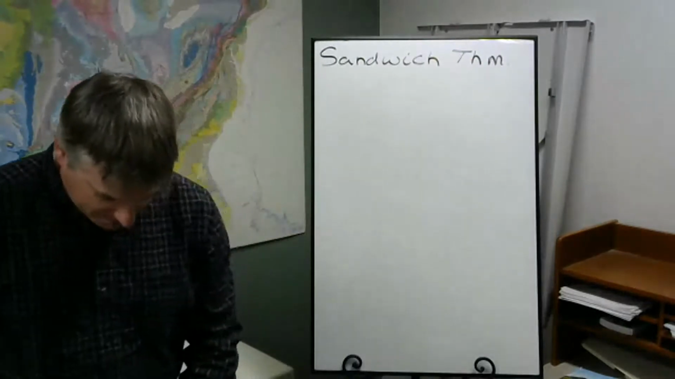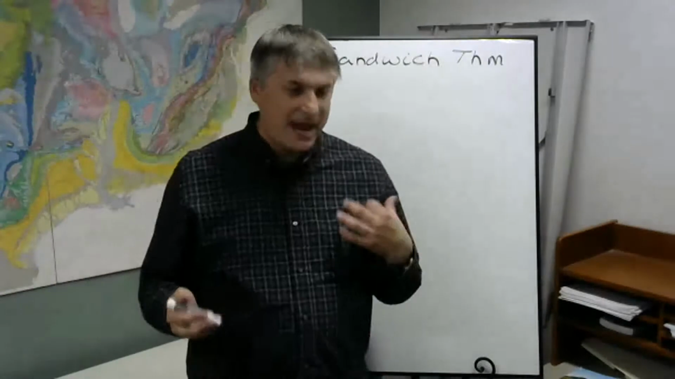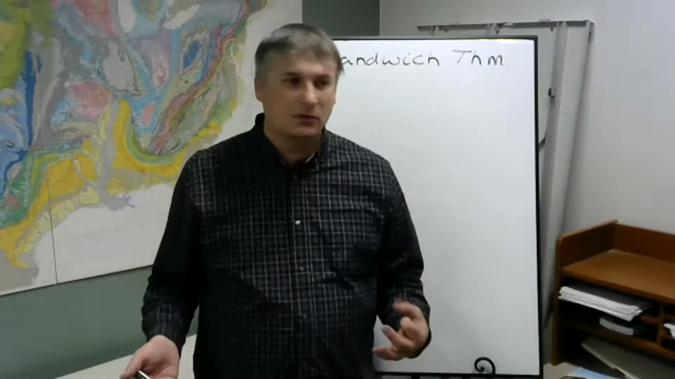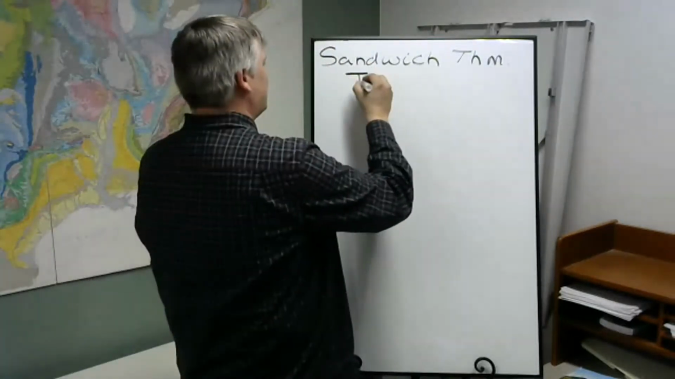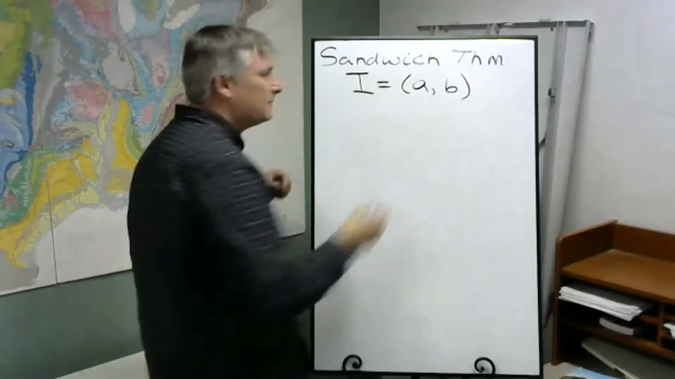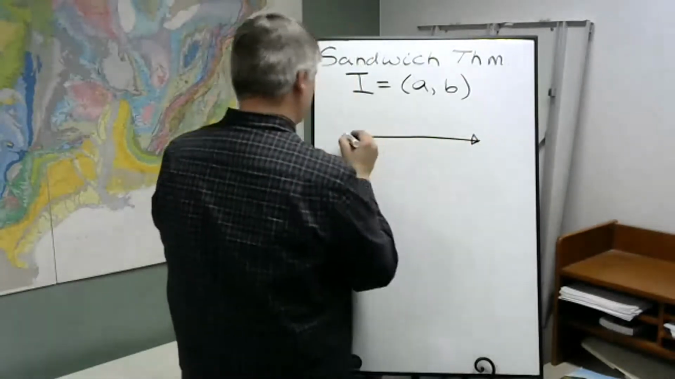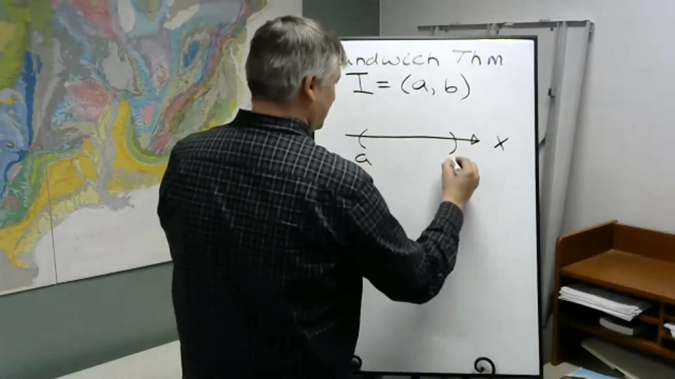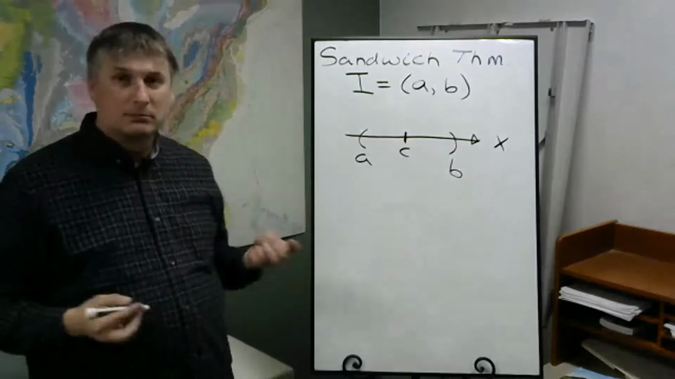So the sandwich theorem is this. Now let's say we have some x value c, and c is located on some open interval on the x-axis. So let's say we have an interval I, which is from A to B. So that means on the x-axis, let's say this is our x-axis. Here's A, here's B, and somewhere in here, we've got some number C.